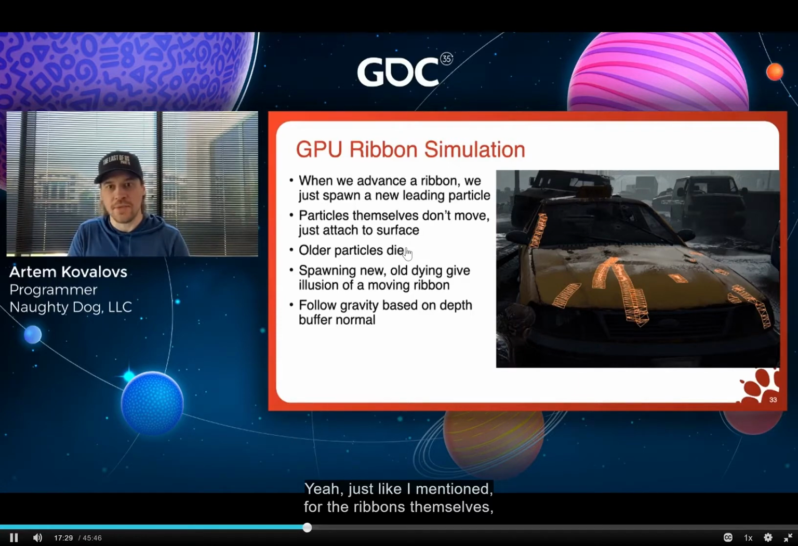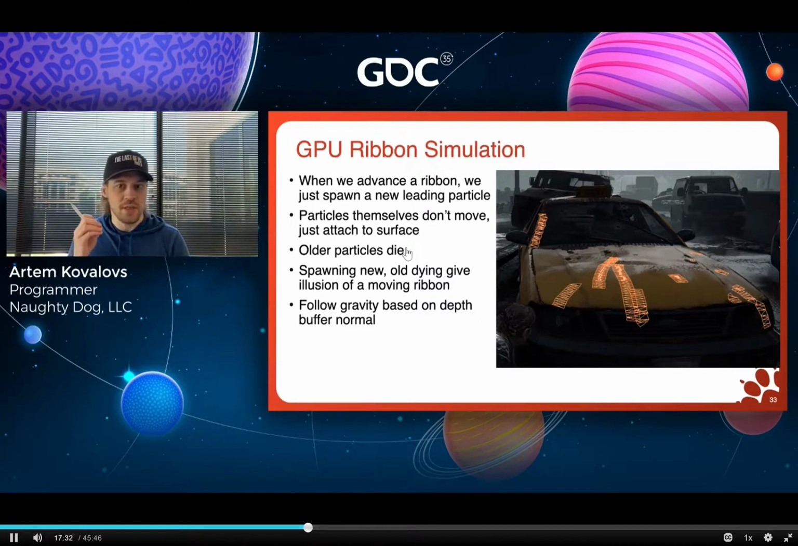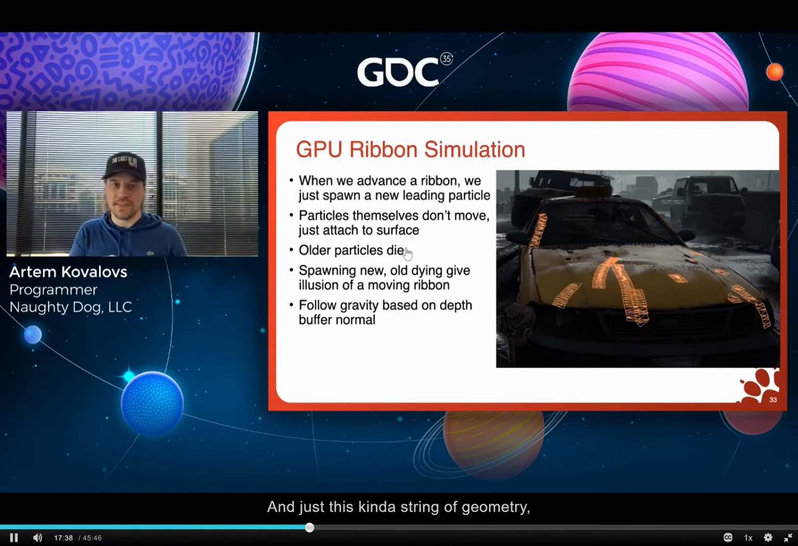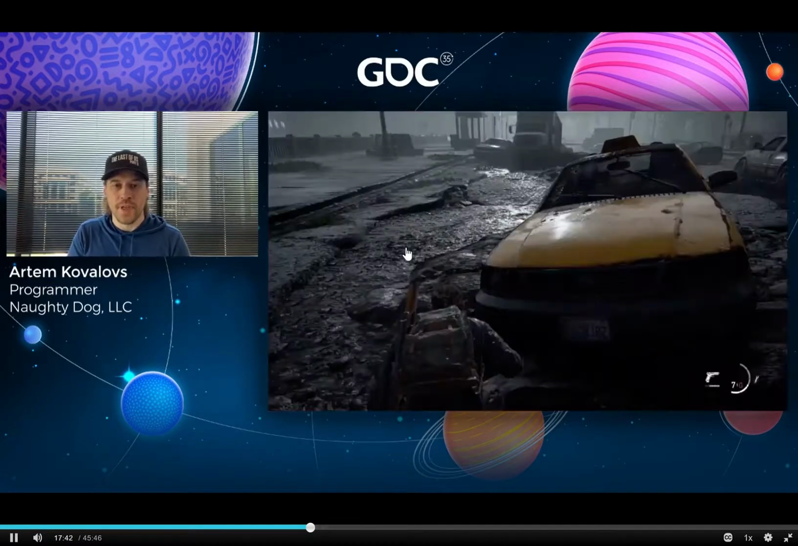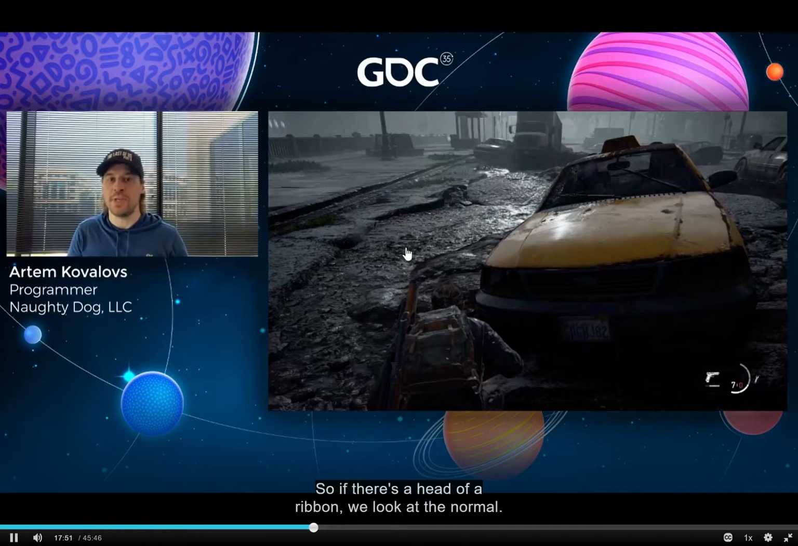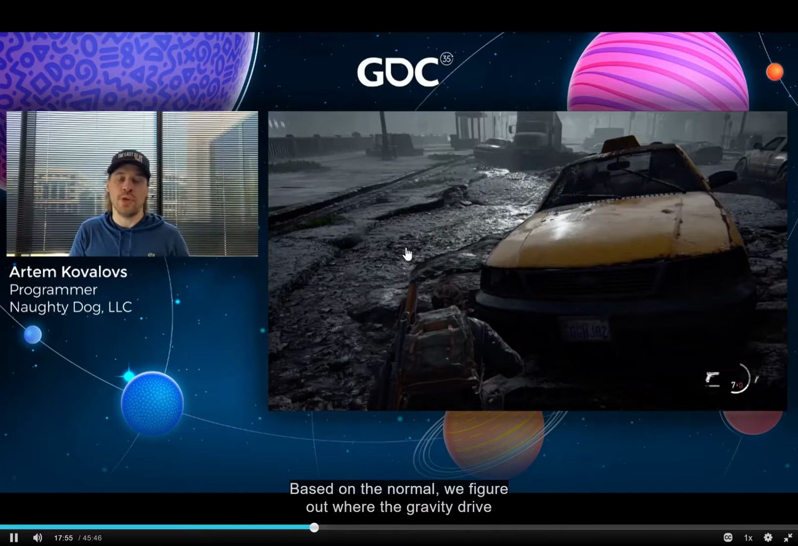Just like I mentioned before, the ribbons themselves, the particles themselves, do not move. We just spawn new particles, kill old particles, and this string of geometry is kind of moving forward. And they can follow gravity, of course. Moving forward based on gravity, right? So if there's a head of a ribbon, we look at the normal. Based on the normal, we'll figure out where gravity will drive that particular ribbon.